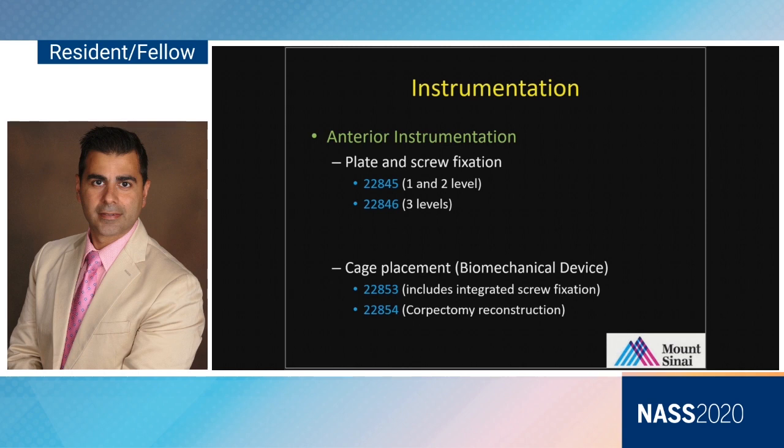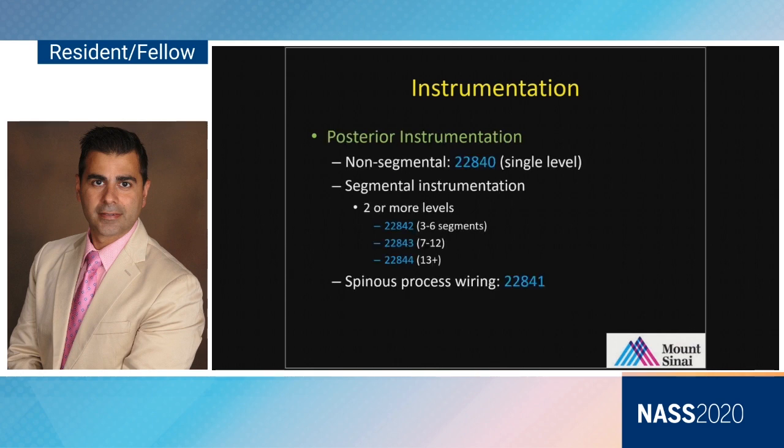If you're using a biomechanical cage device to reconstruct a corpectomy or a bigger defect, that code is unique as 22854. Let's talk a little bit about posterior instrumentation. Posterior instrumentation, again, can be done at a single level or monosegmental. That's considered non-segmental. That's a 22840 code for lateral mass screw fixation across one interspace.